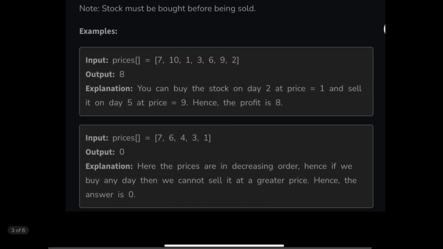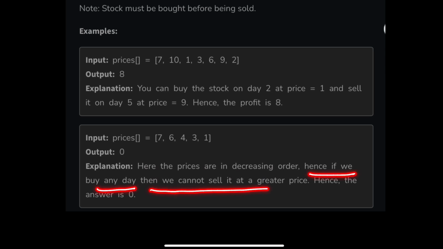And in example 2, the prices array is 7, 6, 4, 3, 1 and the output is 0. The explanation says the prices are in decreasing order. Hence, if we buy on any day, then we cannot sell it at a greater price. Hence, the answer is 0. Suppose we are buying a stock at price 7, but to sell it and maximize our profit, we can't see any price greater than this. Similarly, for 6, 4, 3, 2, there is no greater price afterwards in the array because the array is in decreasing order, right? Therefore, the output is 0.